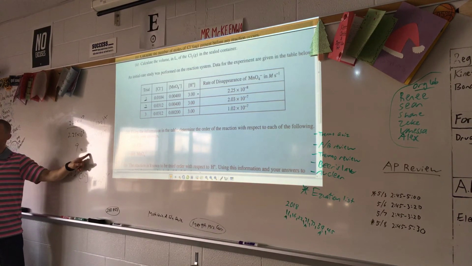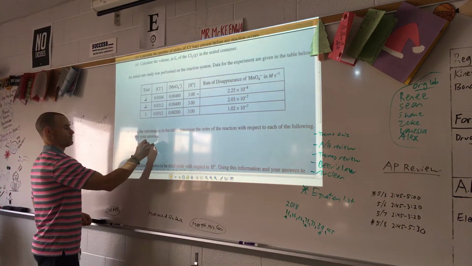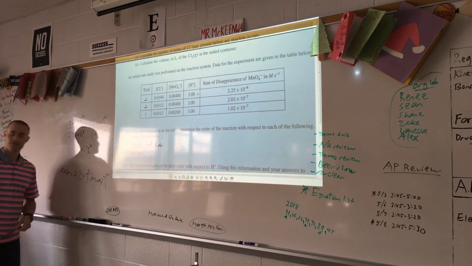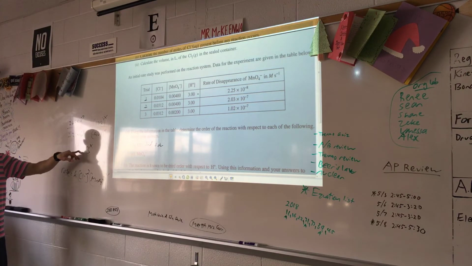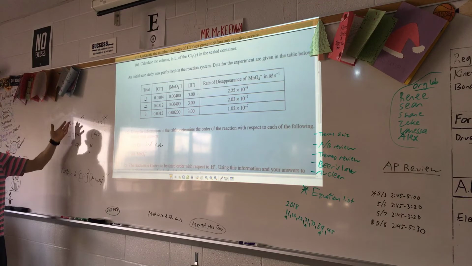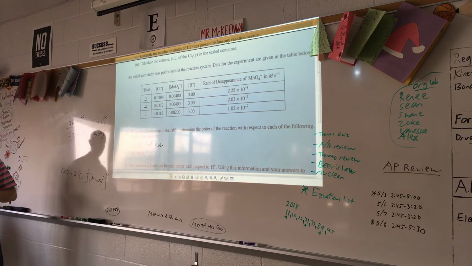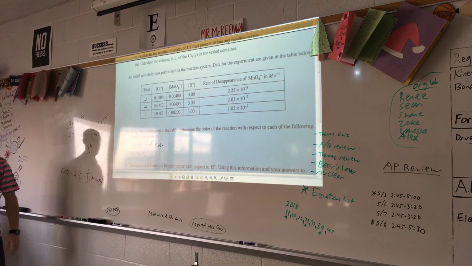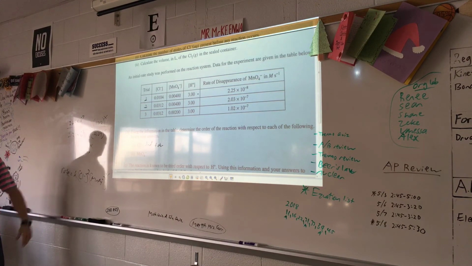Everybody with me? So what's X? 2. So this is second order. So in our rate law, this is 2. When the rate is changed by a factor of 9, and the concentration is changed by a factor of 3, that's an exponent of 2. So that makes it second order, because whatever that exponent is, that's the order. 0, 0, 1, 1, 2, 2, 3, 3.